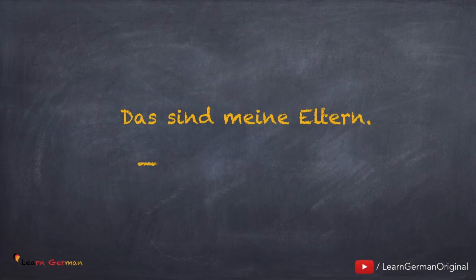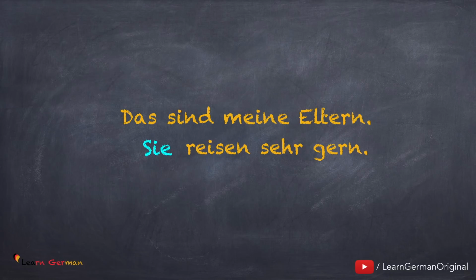And now try doing the next one. The answer is Das sind meine Eltern. Sie reisen sehr gern. Since sie is at the beginning of a sentence, it will be capitalized. But this sie is referring to third person, meine Eltern.